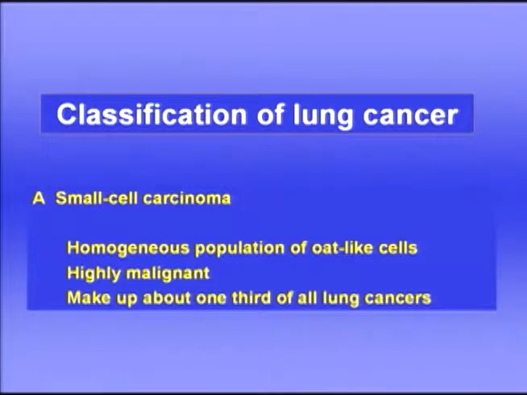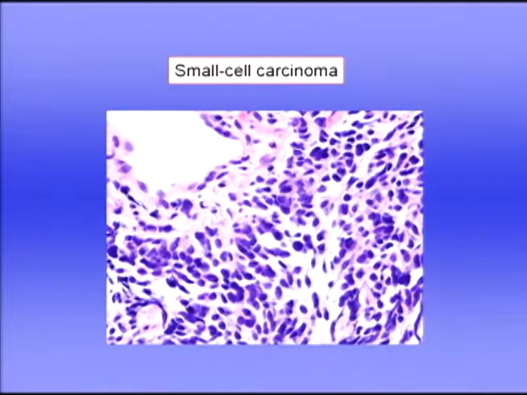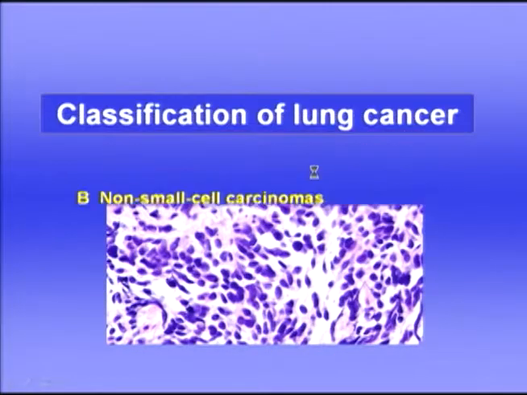So let's look at the classification of lung cancer, and I'm going to do that rather briefly. They're classified into small cell carcinoma and non-small cell carcinoma. Small cell carcinomas show a homogeneous population of cells. They're often thought to look like oat cells. Highly malignant, and makes up about 1/3 of all cancers. And here's a very nice slide showing small cell carcinoma, and you can see a rather uniform appearance of these oat cell-like cells here.